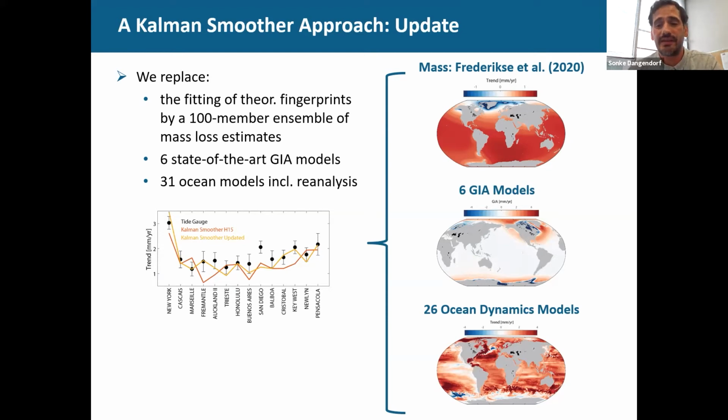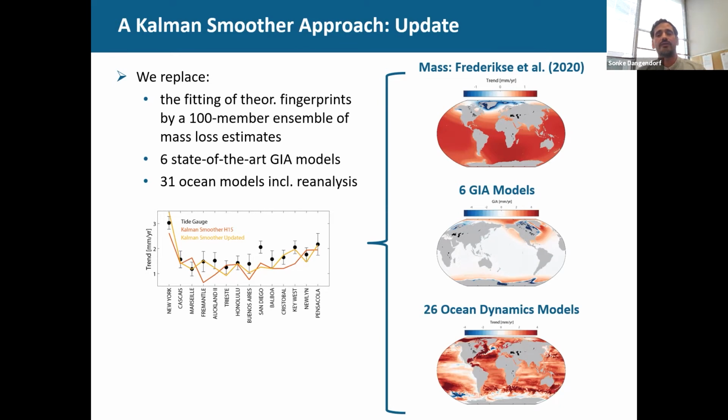And I'm increasing the number of ocean circulation models that are assimilated. In particular, I'm including several ocean reanalysis models. Ocean reanalyses, other than climate models, assimilate temperature and salinity observations or sea surface temperature. So they are very close to the observational state. And that information is included, plus a few more climate models as well.